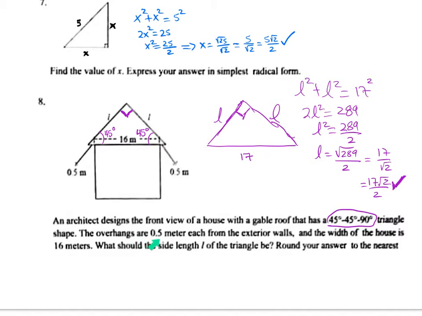The overhangs are 0.5 meters each from the exterior walls. So that's 0.5 here and 0.5 here. And the width of the house is 16 meters. So all the way from here to there is 16. What should the side length L of the triangles be? Round your answer to the nearest tenth, I believe.